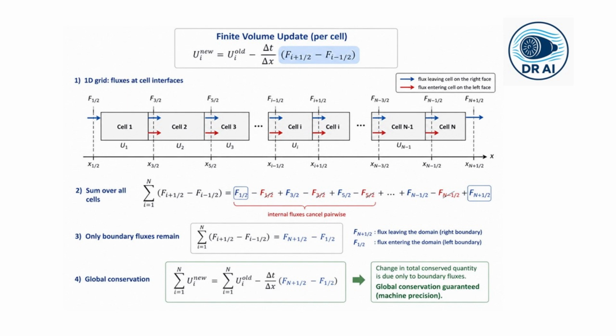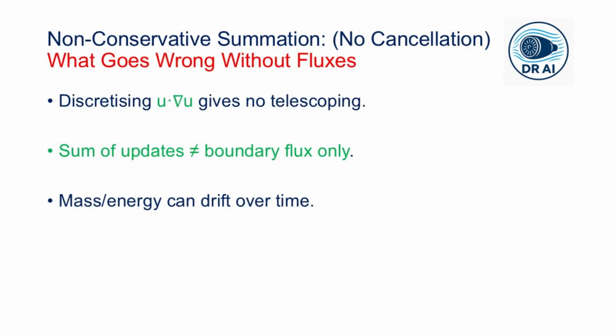No matter how coarse your grid is, no matter how large your time step is, the conservative scheme guarantees that the mass, momentum, and energy are conserved globally up to machine precision. This is not a coincidence, it's a direct consequence of writing the equations in divergence form and using a numerical method that respects that structure. The finite volume method does exactly that.